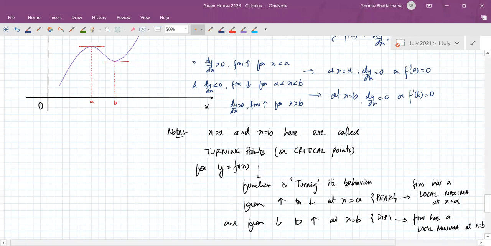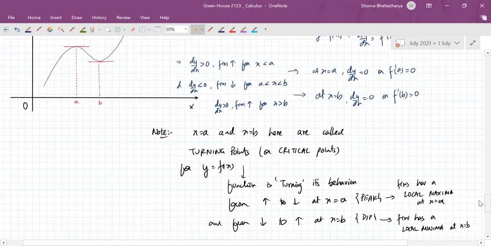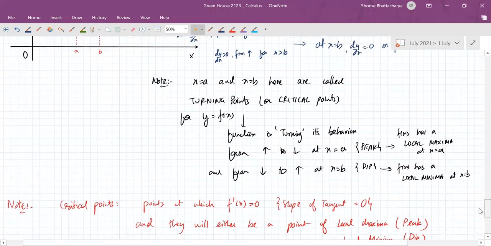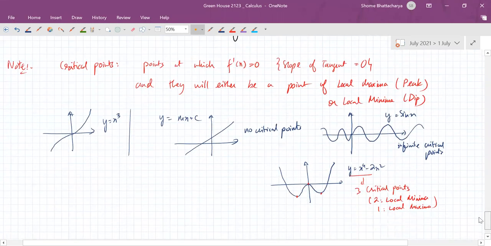Okay, is it clear now? Okay, so sir, it should be equal to zero, right? Derivative should be zero, yes. So further, that's what we see. The slope of the tangent, or f prime x, or the derivative should be zero at a critical point.